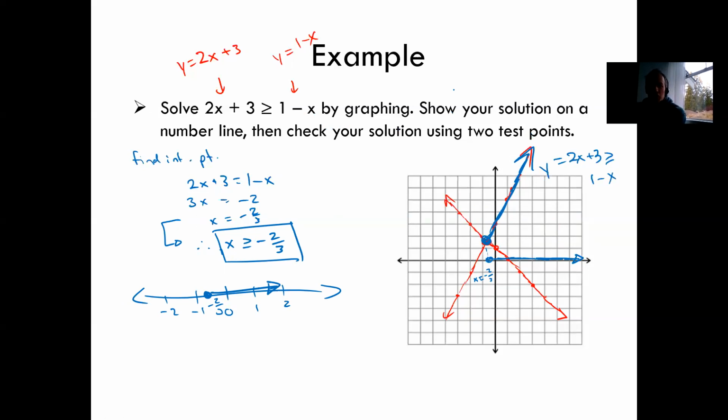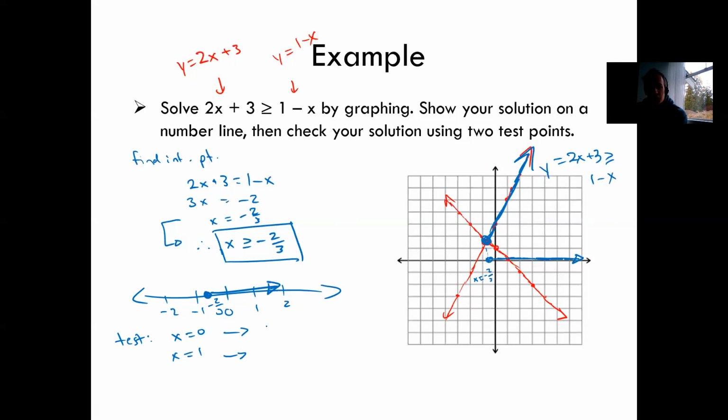Now we want to check our solution using 2 test points. So let's pick a couple of test points. If we want to test this, we should say x is equal to 0. That's a fine solution. It's bigger than negative 2 over 3. And I'm going to use x is equal to negative 1. Or sorry, just pause it like that. Okay, so x is equal to 0.